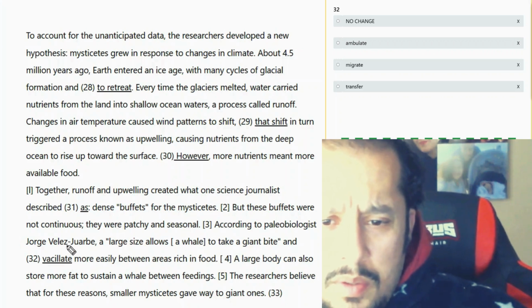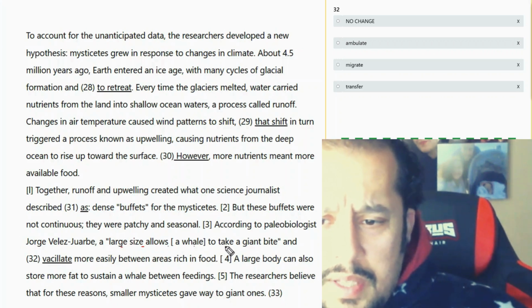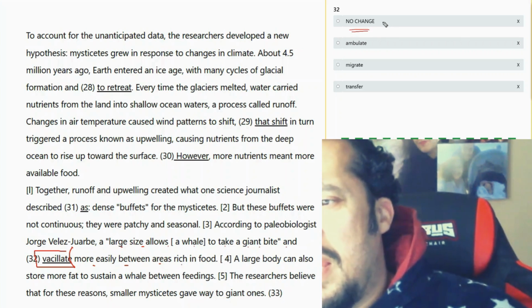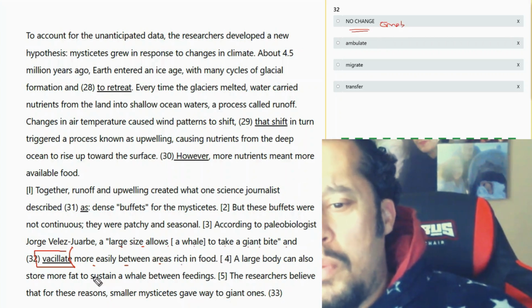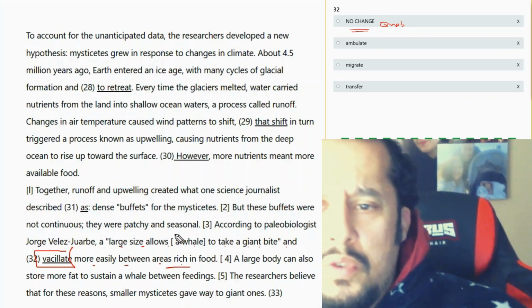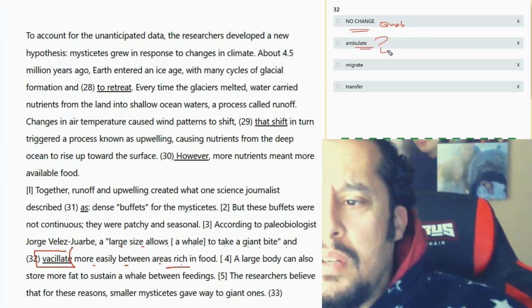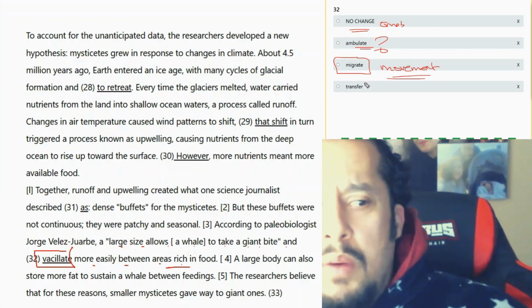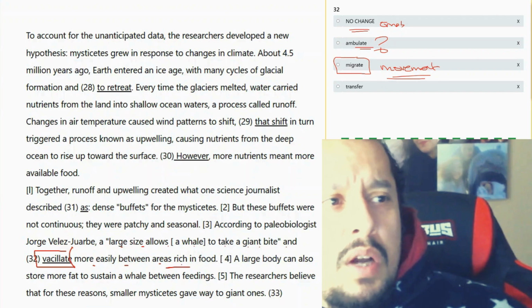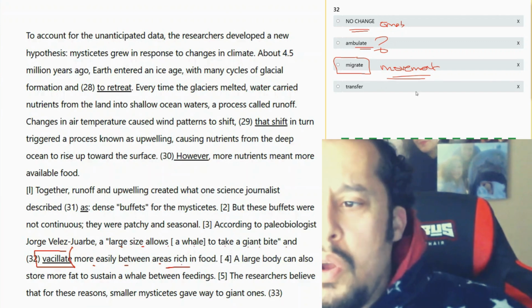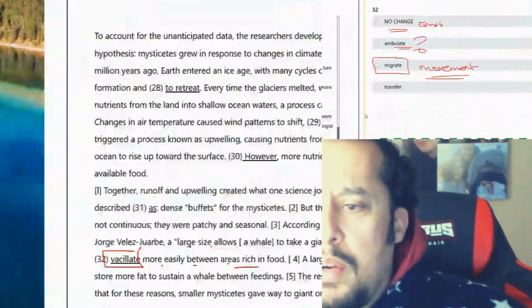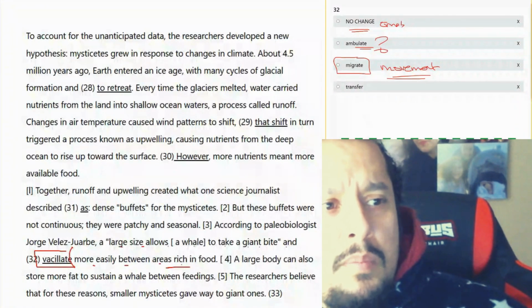According to a large size allows a whale to take a giant bite and vacillate more easily between areas rich in food. I think vacillate means حاجة يبقى empty. No. هو بيقول between areas between food. So بيتحرك من مكان لمكان وبيتكلم عن الأكل. So ambulate, migrate. So migrate indicates movement. صح? We're talking about movement here. So here we're going to go with answer B, migrate.